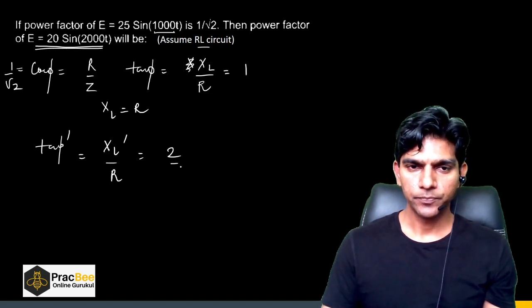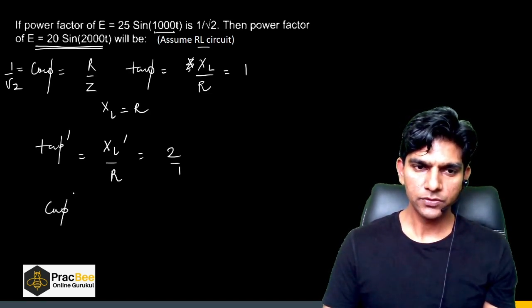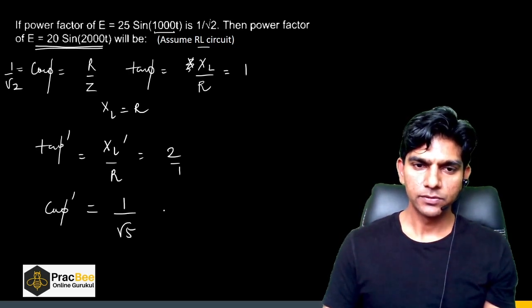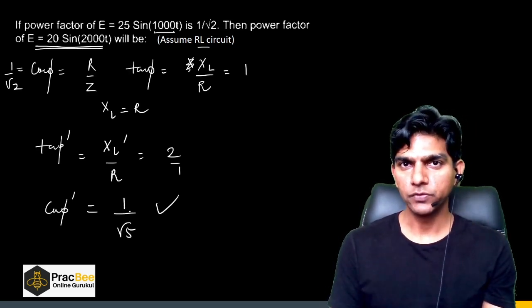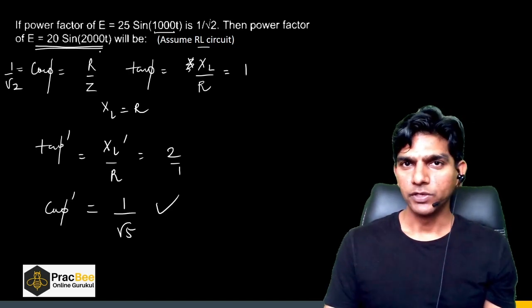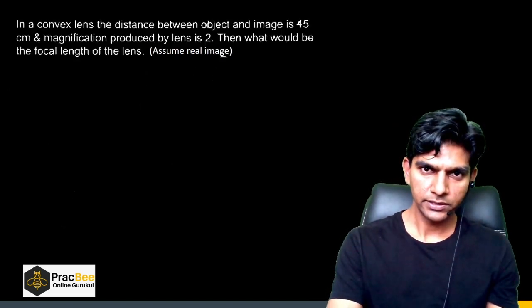So from here, we can find cos phi prime. That will be 1 by root 5. So 1 by root 5 is the new power factor when we double the frequency. Okay, right. Now let us see the next question.